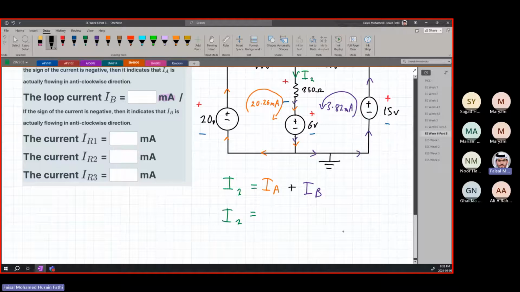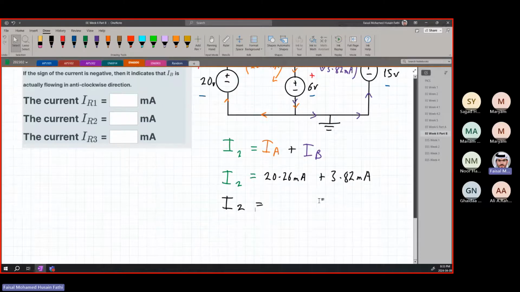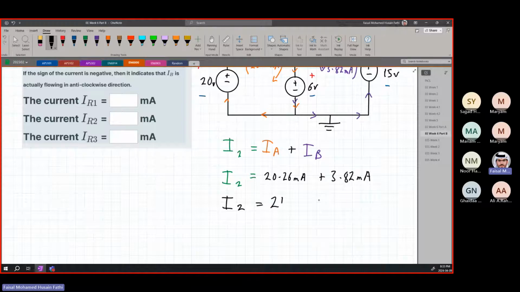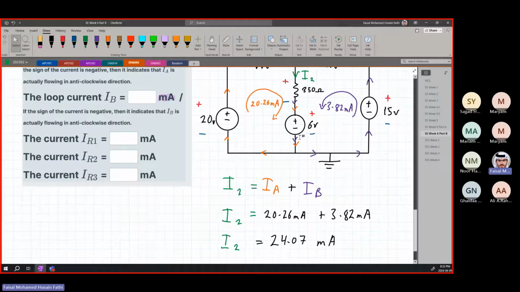So we know that I2 is going to be equal to IA, 20.26 milliamps, plus IB, 3.82 milliamps. Just put that in the calculator: 20.26 plus 3.82 is equal to 24.07 milliamps. All right, this is our current I2, which is the current in the very middle. So we found the current going through everything now.